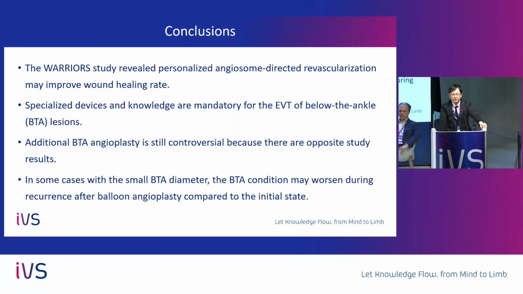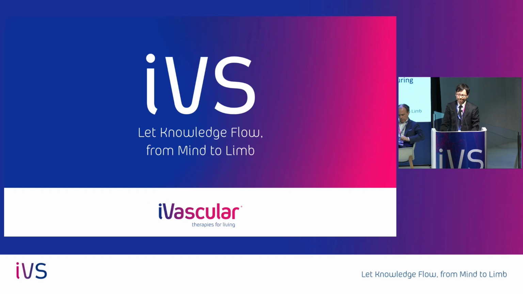So in summary, the Warrior study reveals that personalized angiosomal-guided revascularization is very important to improve patient outcomes. And specialized devices and knowledge are mandatory for EVT for the below the ankle region. Additional below the ankle angioplasty is still controversial because there is an opposite study result. In some cases with a small BTA diameter, below the ankle condition may worsen during the recurrence after balloon angioplasty. Thank you for your kind attention.